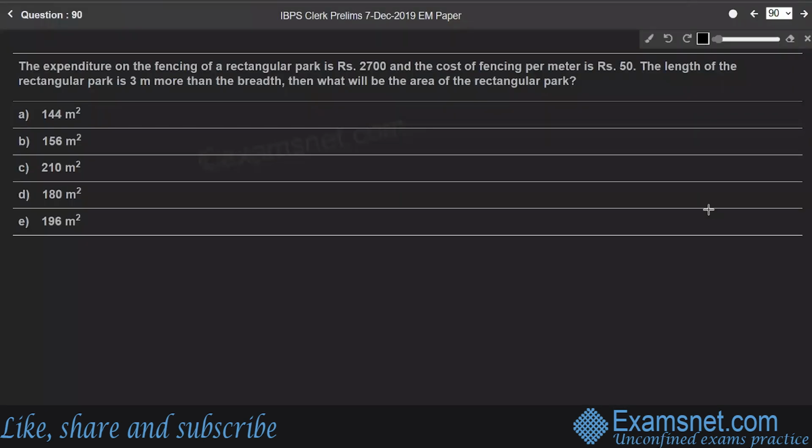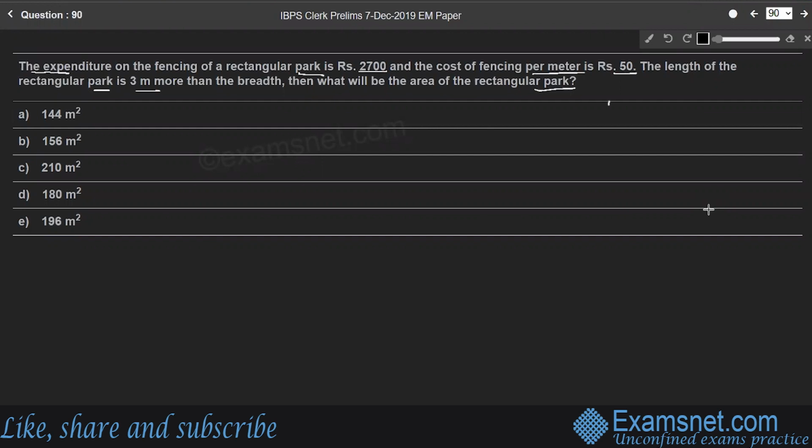Question 90. The expenditure on the fencing of a rectangular park is 2,700 rupees and the cost of fencing per meter is 50 rupees. The length of the rectangular park is 3 meters more than the breadth. Then what will be the area of the rectangular park?